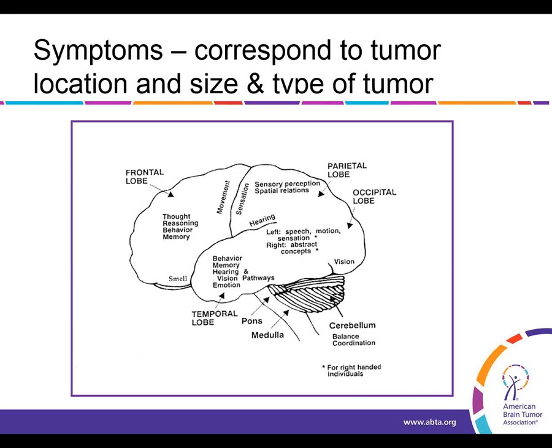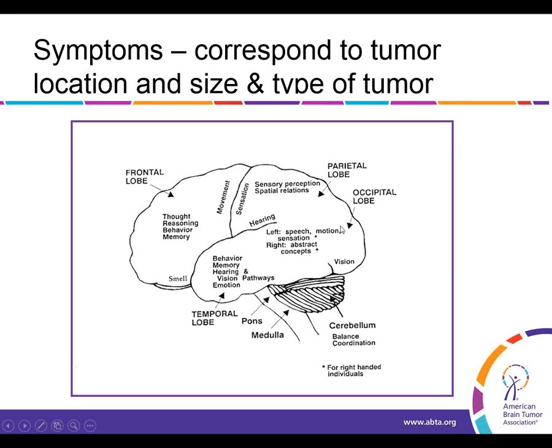There are symptoms related to having a brain tumor, and there are localized symptoms and there are generalized symptoms. The localized symptoms have to do with where the brain tumor is in the brain. So, when we look at this diagram, we see in the frontal lobe the functions are thought, reasoning, behavior, and memory. And in the back part of the frontal lobe is movement. And behind that is sensation in the parietal lobe and the sensory perception areas. The temporal lobe has behavior, memory, hearing, and vision.